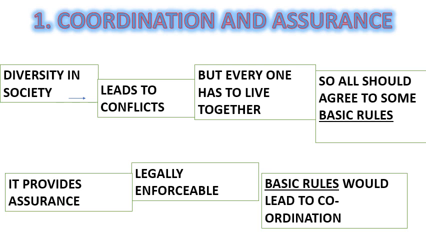So the first function of constitution is coordination and assurance. We all are living in society, and every society is a heterogeneous group which have people of different views, of different opinion. And as people have different opinion, it might lead to conflicts also. But at the same time, since we are living in a society, we need to live together also in harmony. So in order to live together in harmony, we should have some common basic rules which we all agree to follow, and those basic rules would help us in leading a coordinated lives.